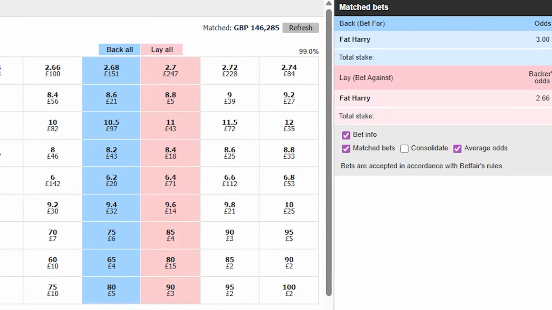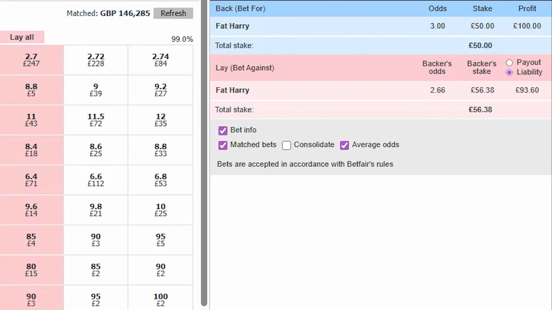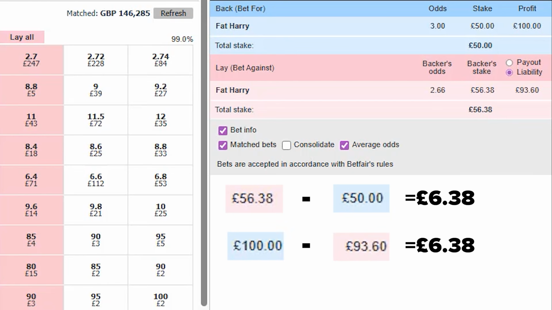If you take a look at the bet slip on the right, there's a lay bet of £56.38, which has been matched at 2.66. So if we subtract the initial £50 stake from the lay bet stake of 56.38 and we subtract the £93.60 liability from the £100 potential profit, we're left with an even cash out figure of £6.38 either way. It's a win-win situation.